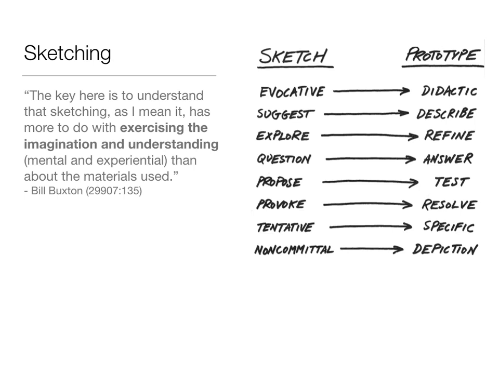Sketching might involve you doing a little bit of computer programming to see whether or not there's an algorithm that will work. It might involve building something with a microcontroller and seeing whether automated processes achieve the results you are after. An expert in sketching, Bill Buxton, emphasises that sketching as a process is media agnostic. He writes, "The key here is to understand that sketching, as I mean it, has more to do with exercising the imagination and understanding mental and experiential understanding than about the materials that are used."